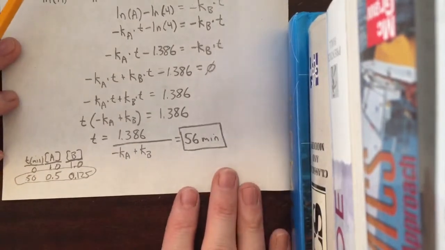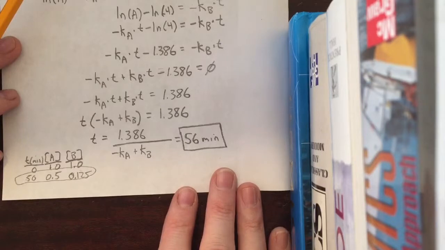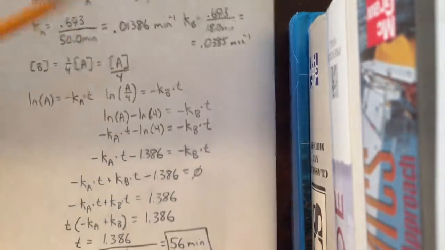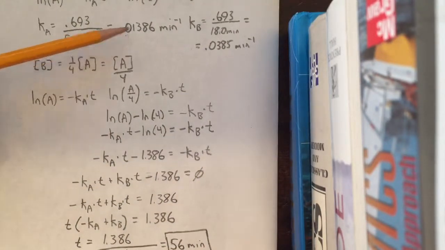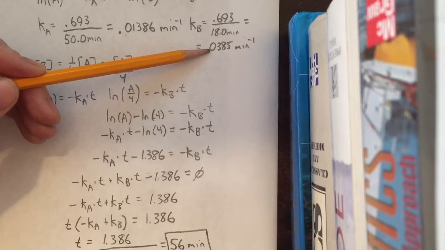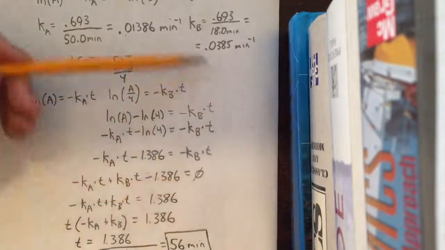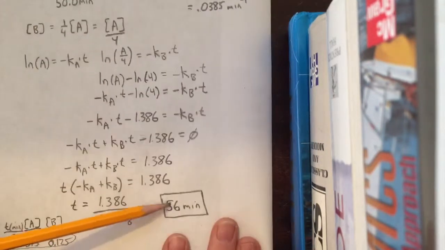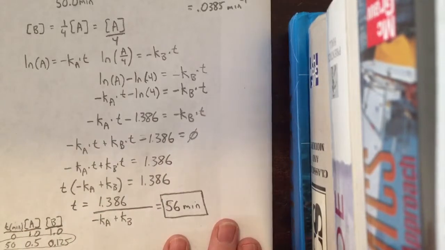So this is a way to connect two different reactions with different rate constants. Essentially what happened was A decays more slowly because it's a smaller value of a rate constant. B decays more rapidly because it has a larger value of a rate constant. We can use those equations in order to figure out at what point the concentration of B will be 1/4 that of A.